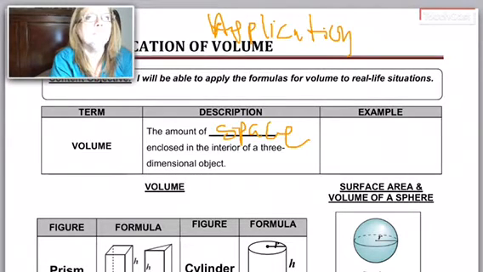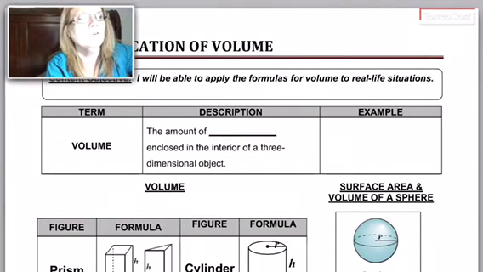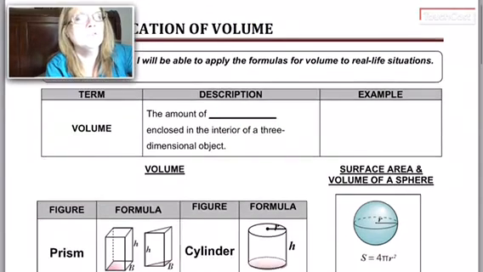This video is application of volume. Okay, we want to apply the formulas for volume to real-life situations. The amount of space enclosed in the interior of a three-dimensional object is the volume. So at first they give us some formulas to use.